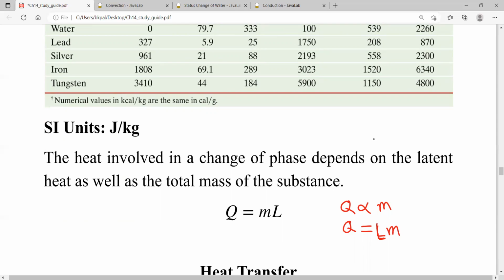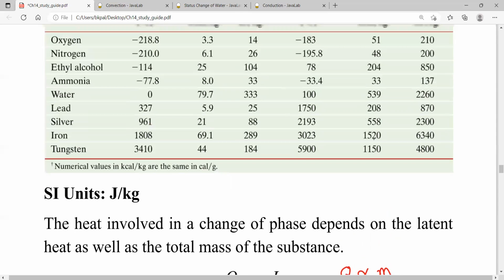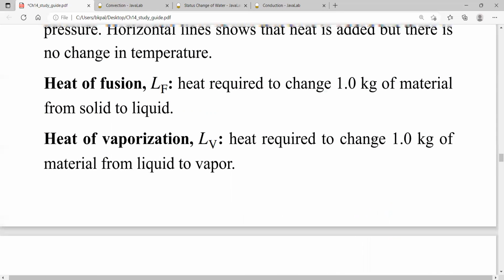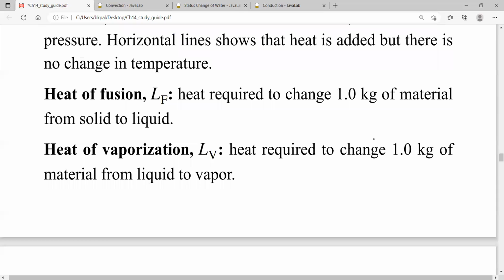We call it the heat of fusion when the solid changes its phase to liquid, and the heat of vaporization when it changes its phase from liquid to gas. So it has two different names. You will see them in the table, and I'm going to talk a little bit more about the table later.